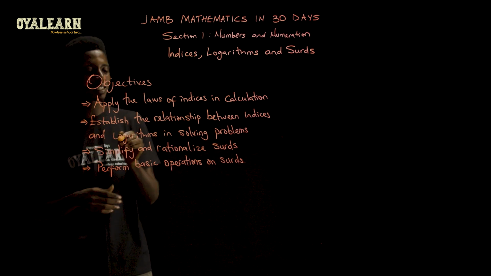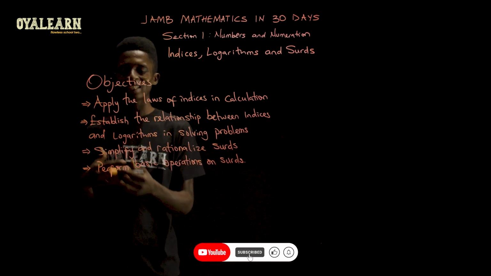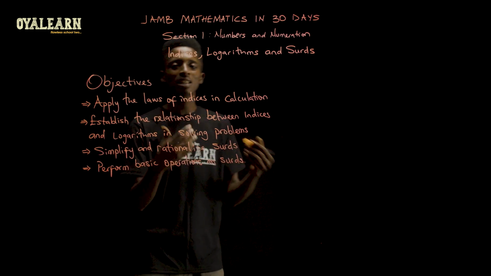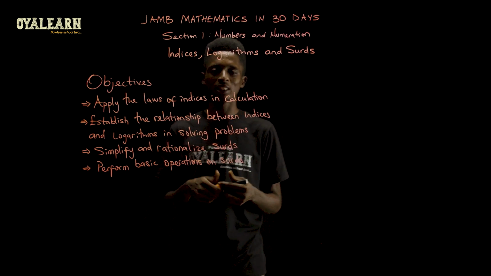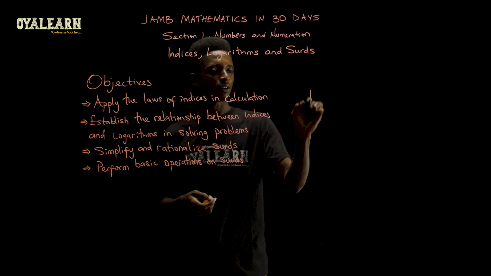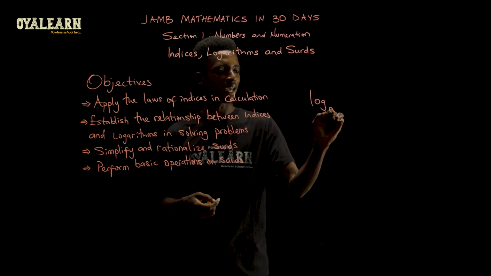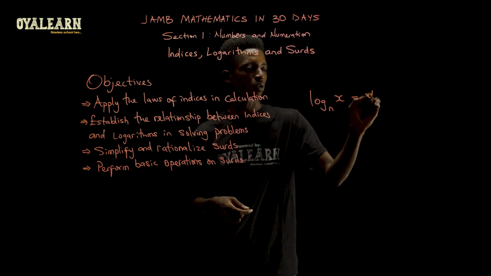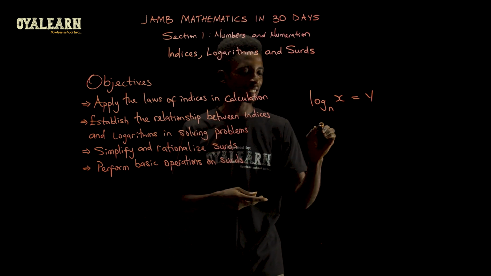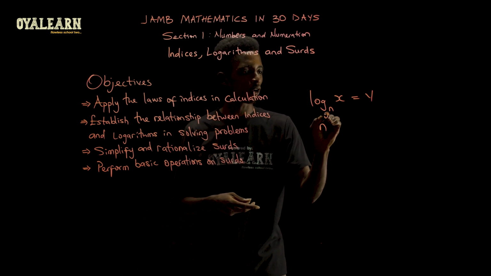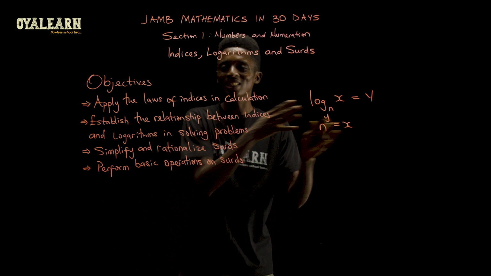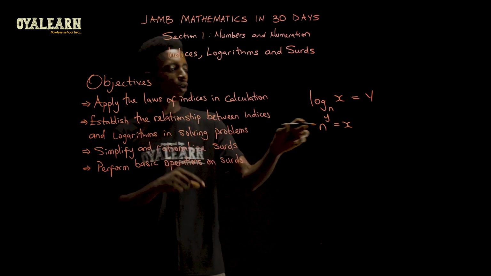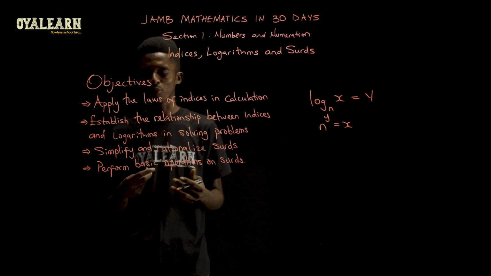Secondly, you are to establish the relationship between indices and logarithms in solving problems. You recall that in some of our videos where we talked about logarithms, we told you that when you have, for example, log to base n of x, and we say this equals y, what this simply means is that n to the power of y equals x. This is the relationship between indices and logarithms. So you should be able to work with this when you are solving problems.